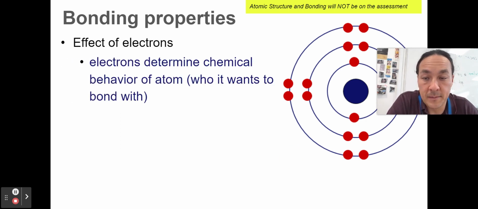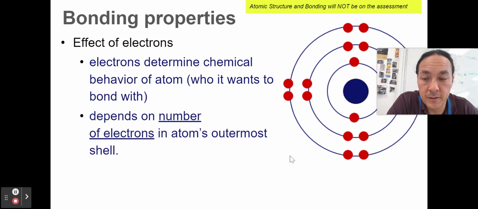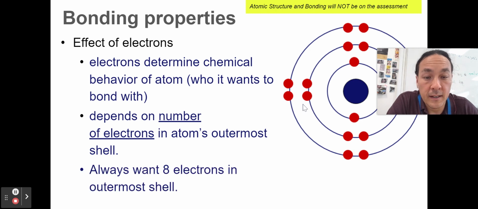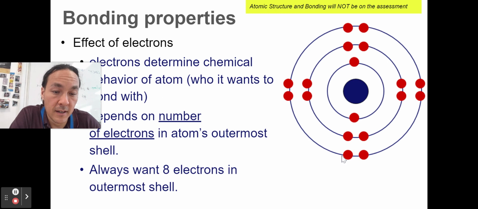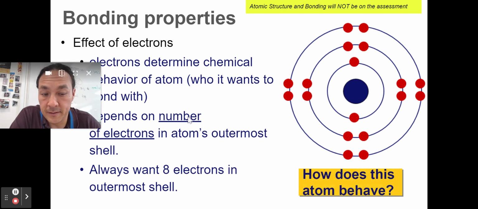So electrons determine the chemical behavior of an atom, or who it wants to bond with. And it depends on the number of electrons in the outermost shell. And there's something called the octet rule here, where atoms are satisfied if they have 8 in their outer shell, for the most part.